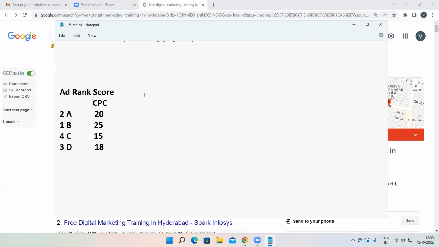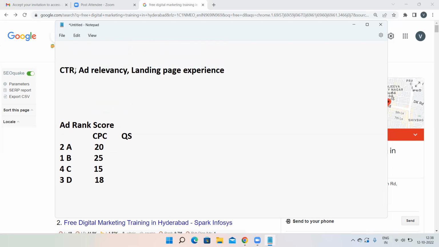Now let us assume, see Asanji, whatever doubt you have asked, that point itself I'm using over here. You asked if someone's CPC is quite high, then can we assume their CTR is also high? It does not always depend on CTR, right? With CTR, something else is also there. There are 2 other points which are equally important. CTR holds a little bit higher value, but again, ad relevancy and landing page experience are also very important.